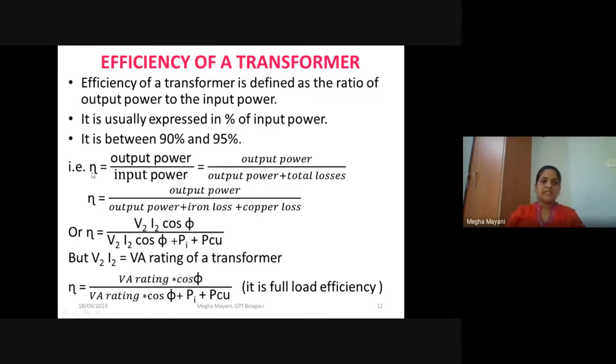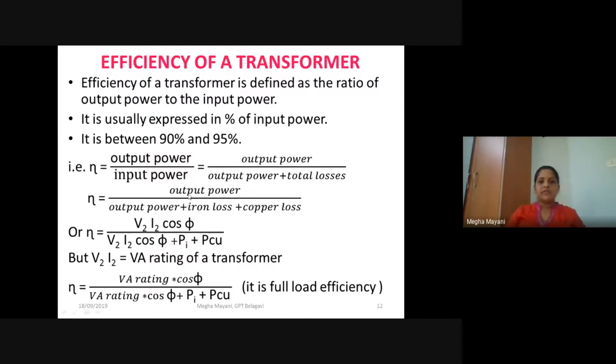A general transformer has an efficiency between 90 to 95%. So we can write efficiency eta of a transformer as output power to input power. But input power is output power plus the total losses encountered in the transformer. In this total loss, as I told, the considerable losses are iron loss and copper loss. The stray loss and the dielectric loss are very small and hence usually neglected to calculate the efficiency of the transformer.